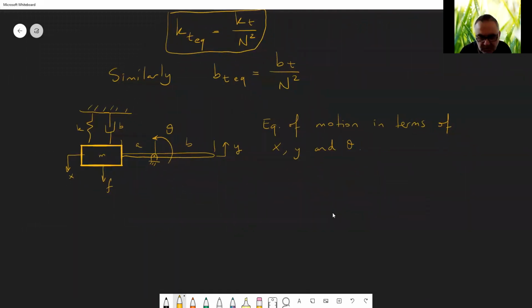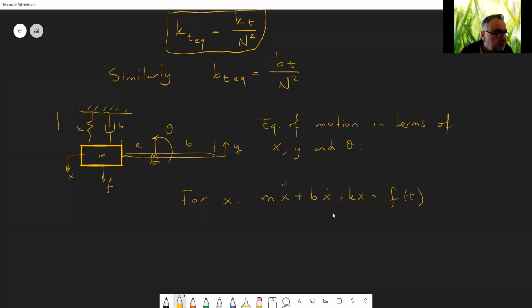By the way, let me write the equation of motion in terms of x. For x, the lever, we assume that the lever has zero mass, so it has no effect on the motion. So the equation of motion is m x double dot plus b x dot plus k x equals f of t. We can directly write that.